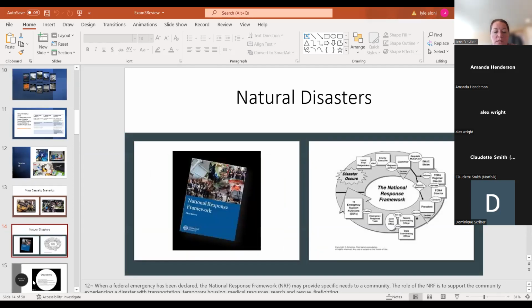Now we have another one on natural disaster, and this is going to be our National Response Framework. I'm emphasizing this because we would like to know what the role of it is. And it's to support a community during a disaster with transportation, housing, medical resources, and firefighting. Okay, so think about what a national response framework, NRF, would be. It's all the people that we're going to get involved to help with a natural disaster. Okay. Any questions on that one? No.